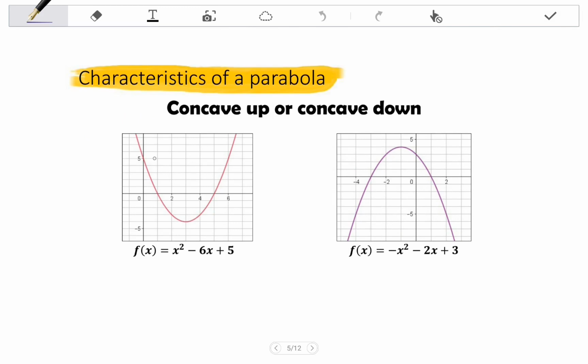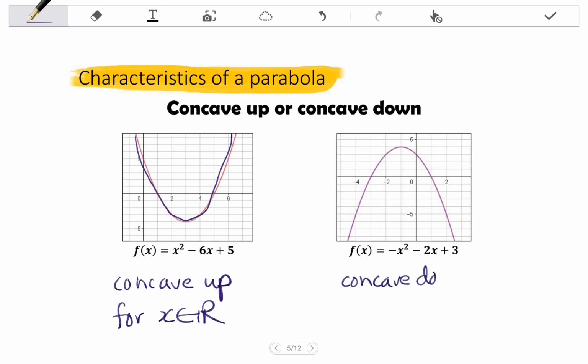So a parabola can be concave up or concave down. And as already mentioned, concave up, you could consider as where the cave opens up. So if this parabola is the cave, the cave opening is upwards. So this first graph on the left is concave up. And for the whole domain, so the domain of a parabola, unless restricted, is x is an element of R. So this graph is concave up for x is an element of reals. Okay, the graph on the right is concave down, where the cave opens downwards. And again it is concave down for the entire domain, so for x is an element of real numbers.